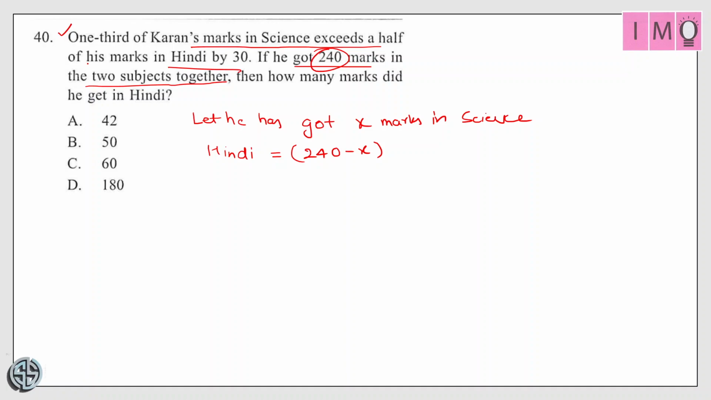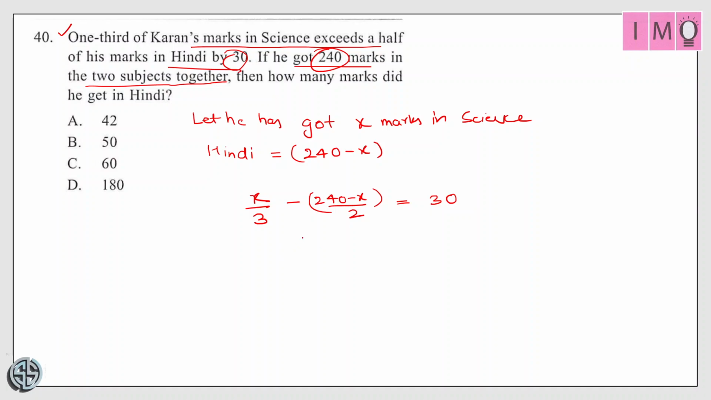Now read the first statement. What is it saying? 1/3 of Karan's marks in science, so it will be equal to X by 3, right? 1/3 of Karan's marks in science exceeds a half of his marks in Hindi. Exceeds means the marks in science is more than in Hindi, one half of the marks in Hindi, by 30. So if I subtract the half of the marks in Hindi from 1/3 of the marks in science, you will get the answer as 30, because these values are exceeding by 30.